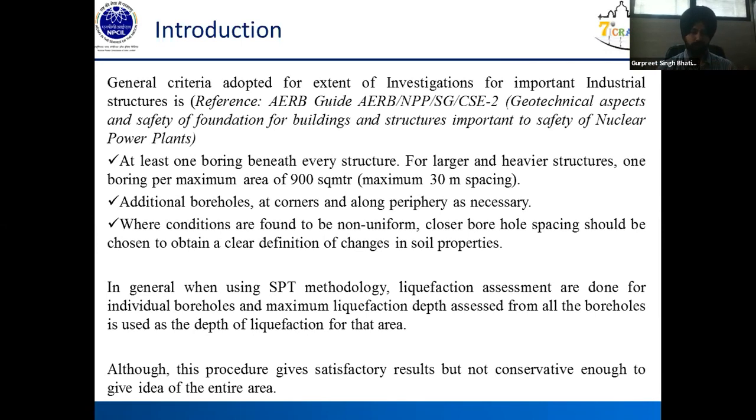And out of those boreholes, we choose the maximum depth which we have got out of all the boreholes, and we say that, okay, fine, this is the liquefaction depth for this building. And then we go on doing the other things. Although this procedure gives satisfactory results, it is not conservative enough to give an idea of the entire area, because as I've already told you, if we conduct some more investigation, the liquefaction depth we have encountered may increase or decrease.